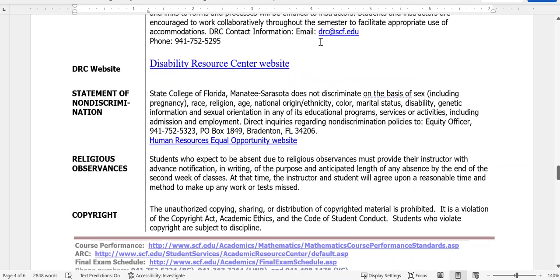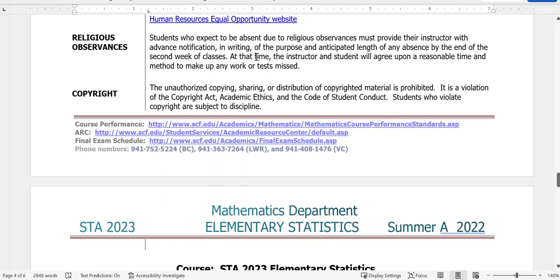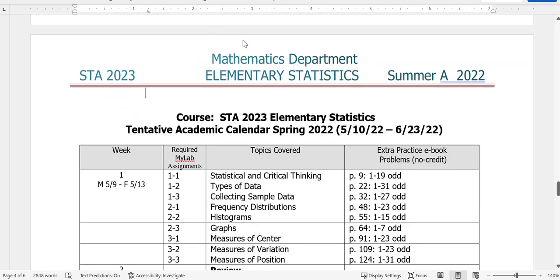Employee disability resources, there's a site there, and you can read all that stuff about copyright. Okay, the tentative schedule. Now this schedule, I have no plans on changing unless, again, some kind of emergency thing comes up. We have in Florida, we get hurricanes every now and then, something like that.